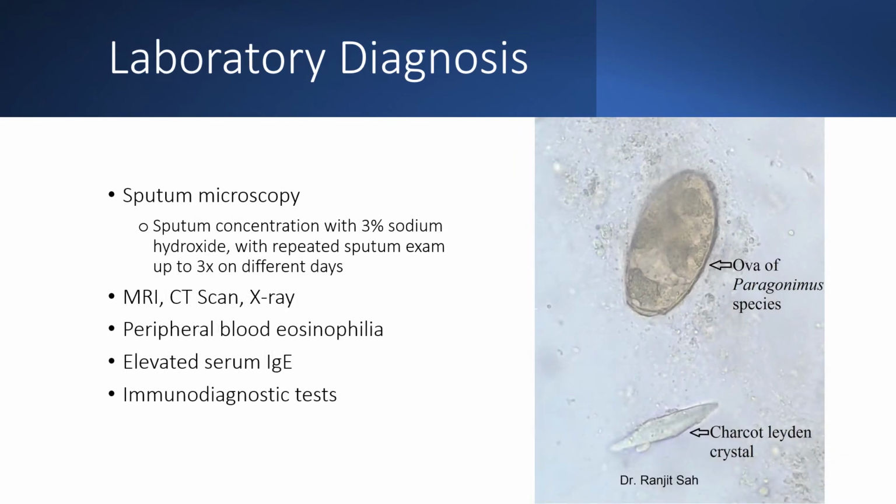Okay, so to diagnose P. westermani, we will perform sputum microscopy. Paragonimus eggs may be recovered from sputum, pleural effusions, and occasionally in feces. We can perform sputum concentration treated with 3% sodium hydroxide, and repeated sputum examination is performed up to 3 times on different days.